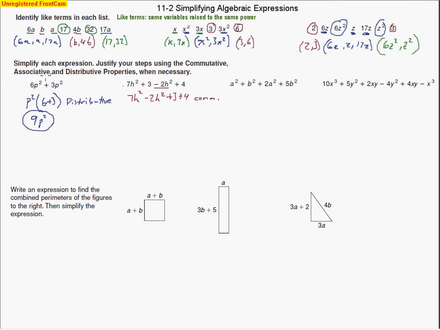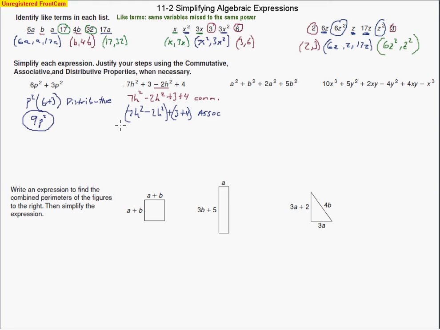So next I'm going to go ahead and combine those terms. I'll use the associative property here. So the associative property is when I put parentheses around the terms I want to combine. So I want to show that I'm going to combine the like terms. So that's why I put the parentheses around the 3 and the 4 and the 7h squared, the minus 2h squared. So that's the associative property.